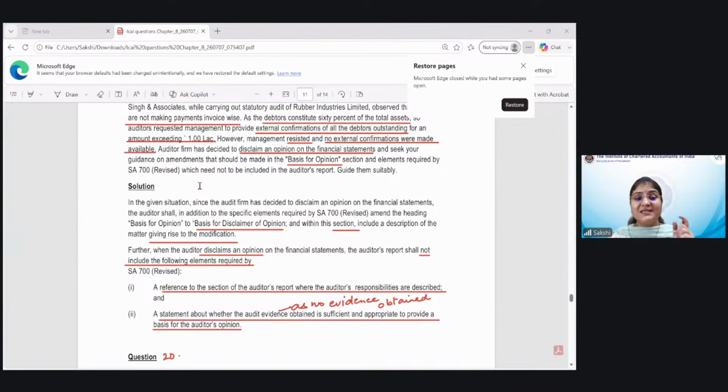They are saying since they have decided to disclaim, now what should be taken into consideration? Now what should be kept in mind? A reference to the section in the auditor's report where the auditor's responsibility is mentioned should not be given. And then again, when you say we have obtained sufficient appropriate evidence, that should not be mentioned. Why?